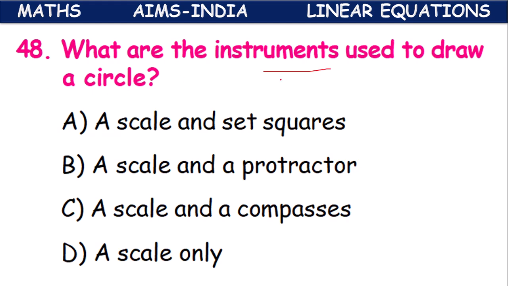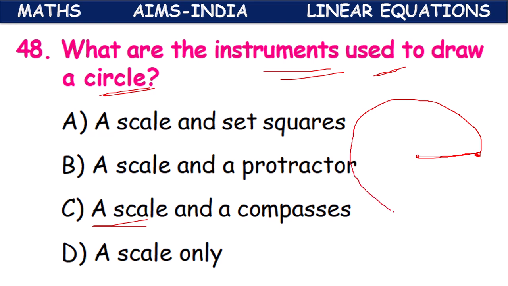What are the instruments used to draw a circle? For drawing a circle, we need a scale for measuring the radius. After that, with the help of a compass, we can draw a round, we can draw a circle. So a scale and compass, option C.